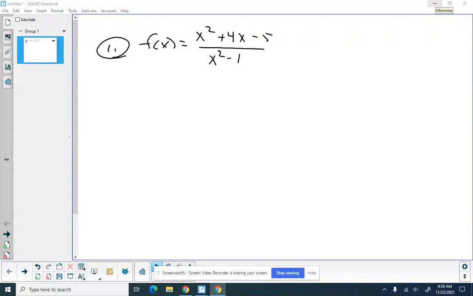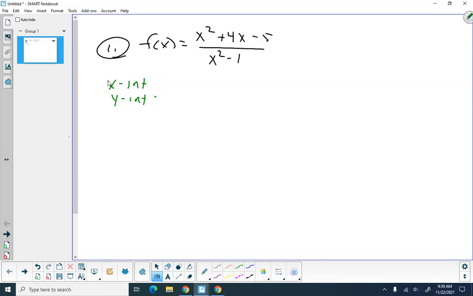All right, we have a bunch of things to worry about here. We have x-intercepts, we have y-intercepts. That's typically what I take to start out with. Your x-intercept is where your function, your y, is equal to 0.